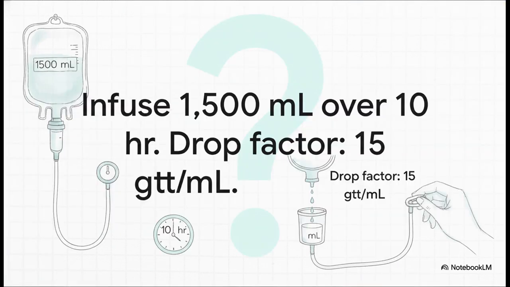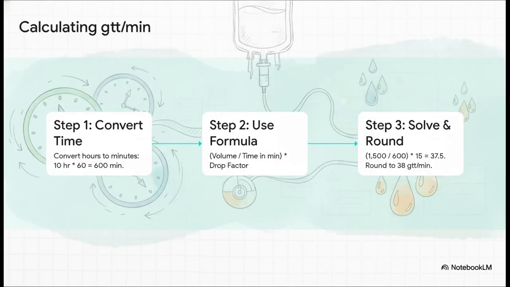But what happens if you don't have a pump and you have to set a manual drip? Well, now you're calculating in drops per minute, or gtt/min. This adds a new piece to the puzzle, the drop factor. This is specific to the IV tubing you're using. In this case, it's 15 drops per mL, but you always have to check the packaging because it can be different. This one's a couple of steps.